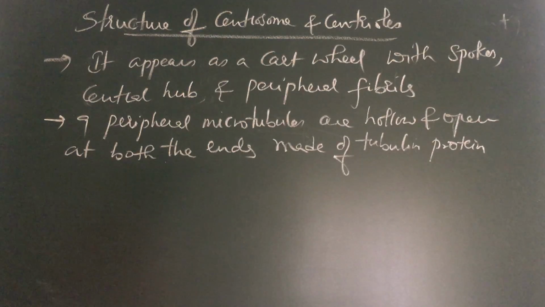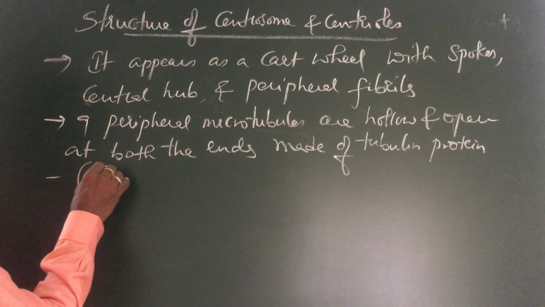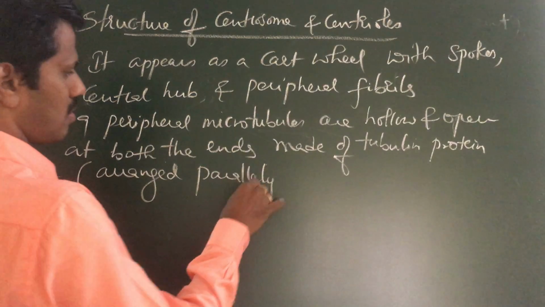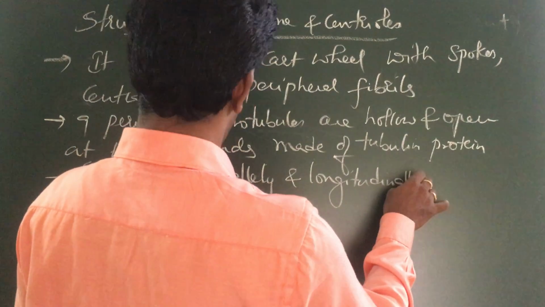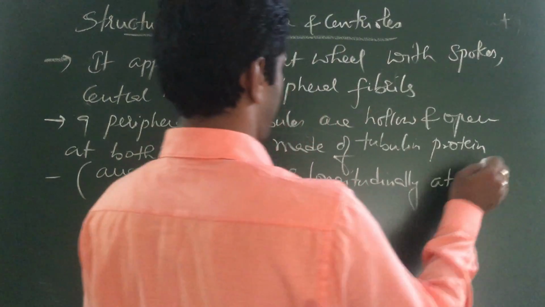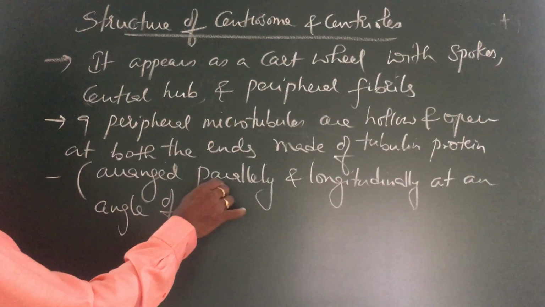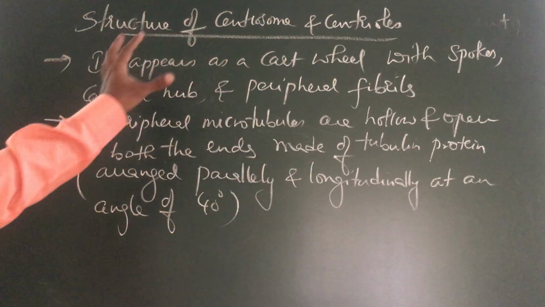The angle between them is 40 degrees. Generally, if you see, the 9 triplets are running parallel and longitudinal to each other, arranged parallelly and longitudinally at an angle of 40 degrees. That is the arrangement with an angle.